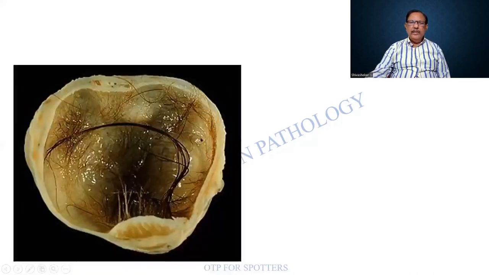So this is yet another gross specimen. We may be having this. A large cystic space, tufts of hair, and there is a projection called the mammillary body or the Rokitansky's protuberance.